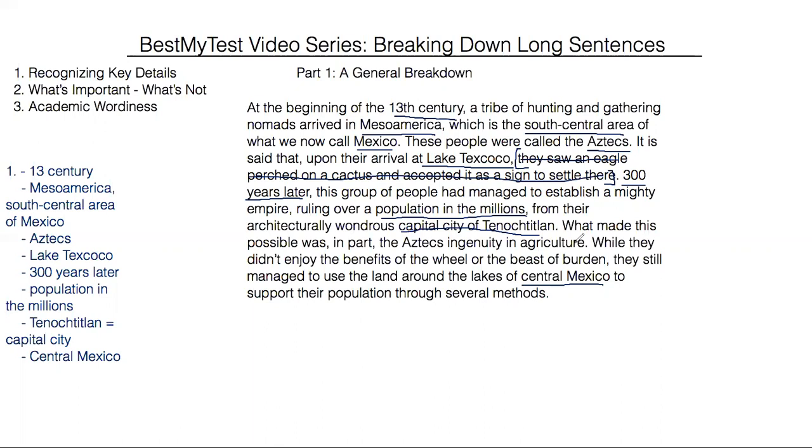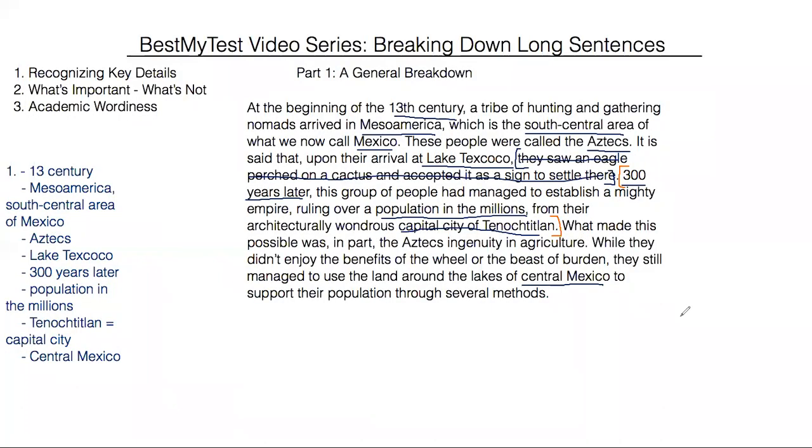Finally, let's discuss academic wordiness. What I mean by this is that in the exam, they're going to be making everything as academic and as educational as possible. So there'll be times where a sentence is taking a long time to say what is essentially fairly simple. Let's look at an example of this.